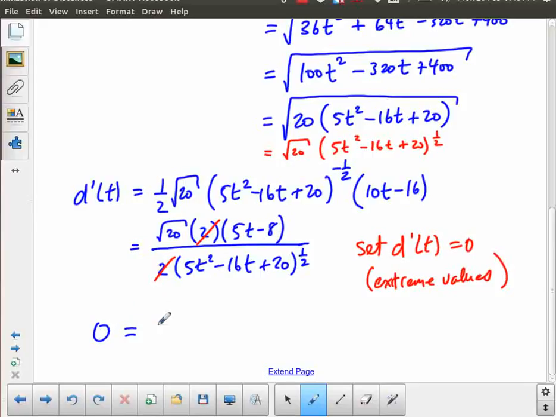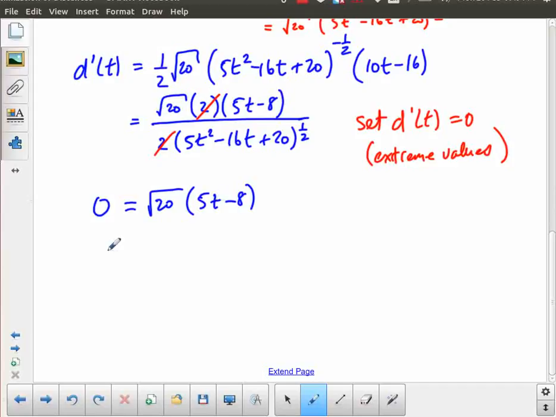So now I get 0 equals, but no denominator can cause this to be equal to 0. So instead we look at the numerator. And so we end up with root 20 times 5t minus 8. And obviously root 20 is just a number, so I actually end up with 5t minus 8 equals 0, or t is equal to 8 over 5. t is equal to 1.6. So this is possibly an absolute or possibly just a local extreme value. So we do still have to test our endpoints in particular.